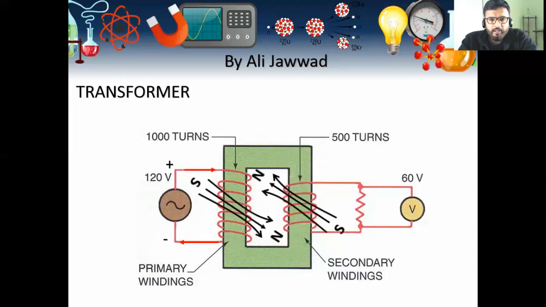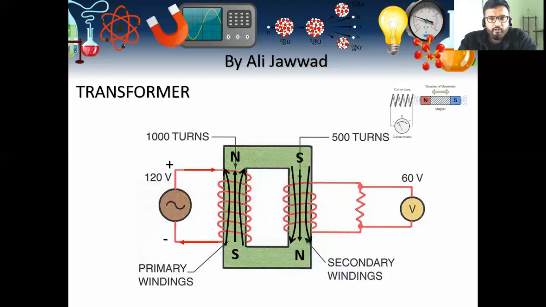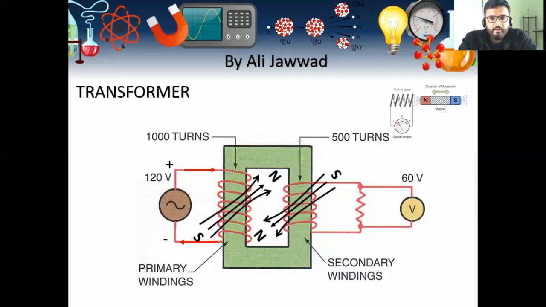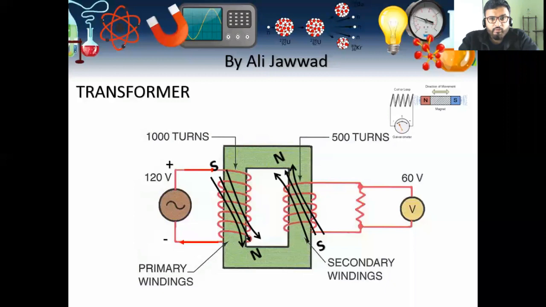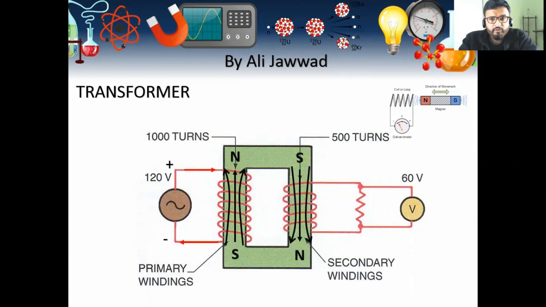So when the primary magnetic field gets altered, the secondary field will also get altered. Now notice that Faraday's law says that whenever the magnetic field changes through a coil, an EMF is induced. So the magnetic field has also started to change in the secondary coil, and an EMF will be induced here, and this induced EMF will be of a different value. For example, as you can see, I have mentioned 120 volts on the left hand side and 60 volts are being induced on the right hand side.